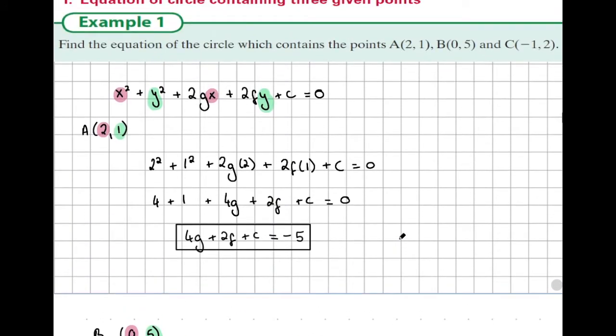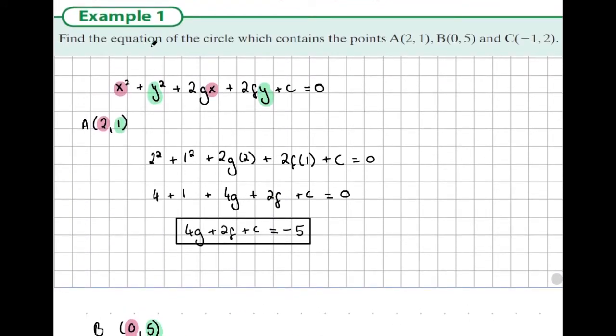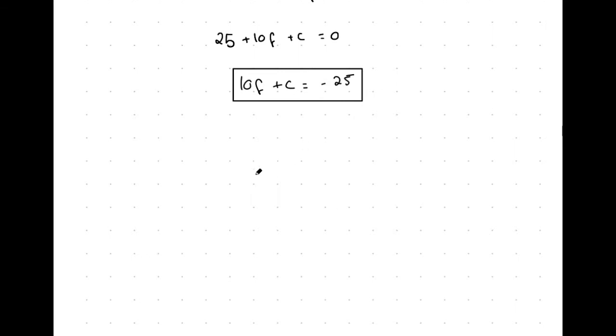And just to labour the point again, the reason that we can do this is because we are trying to find the equation of the circle which contains these points. So remember, if a point is on a line, on a curve, or on a circle, then it will satisfy that equation. So we're able to do that for A and B because they are points on the circle, and C is also a point on the circle. So we're then going to substitute in the next value, which is C, minus 1, 2, into the equation, because again, that is on the circle.